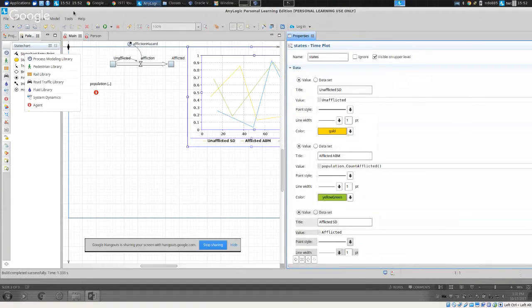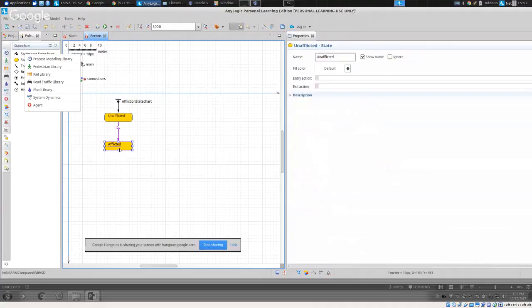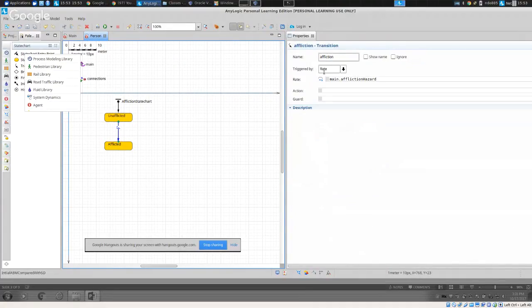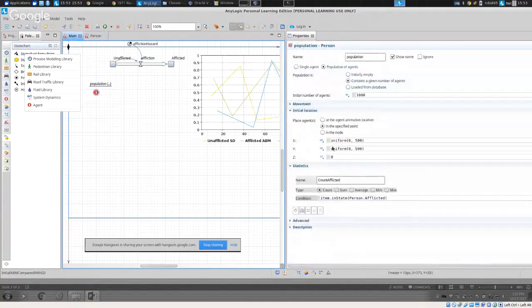Who needs more time? What did I do here? Ladies and gentlemen, let's rehearse it quickly. I went to person. I added in the state chart called infliction state chart. I added an unafflicted, an afflicted state. I created a transition, marked it as a rate transition given by hazard, in other words, and I indicated that this was the hazard rate by which one goes from here to here. It's a probabilistic process. I then went to main. I went to population. I went down to the statistics area. I added a thing called count afflicted.